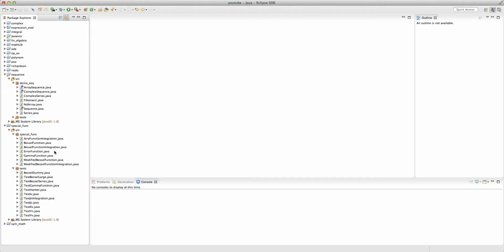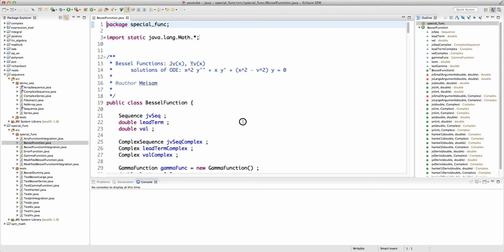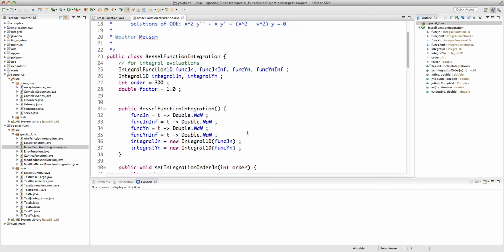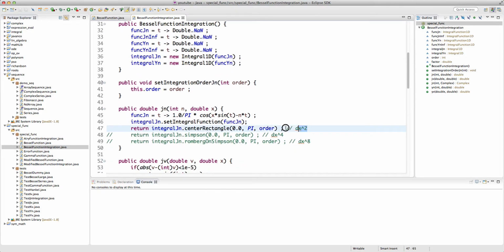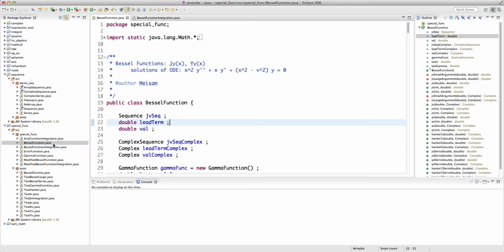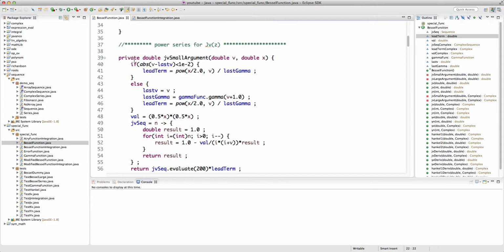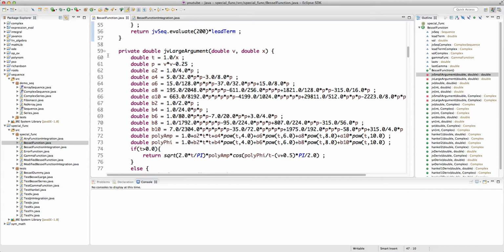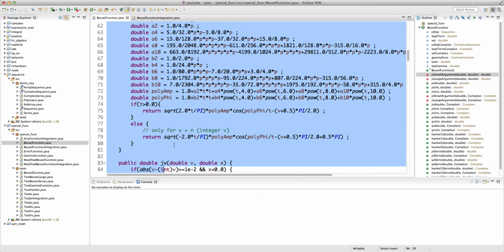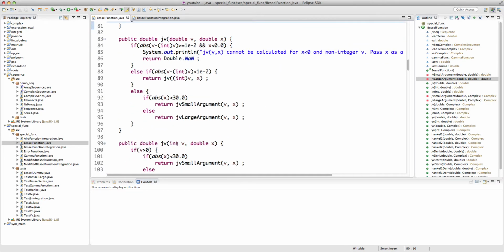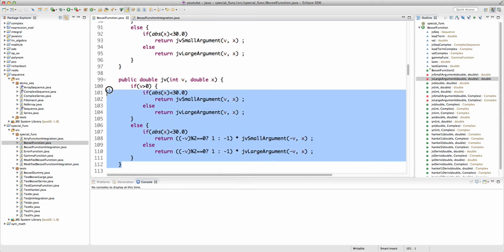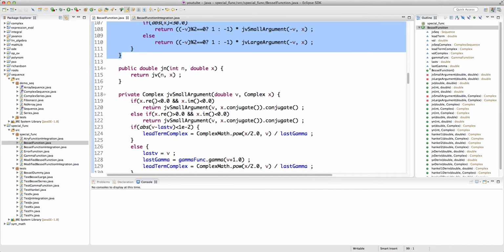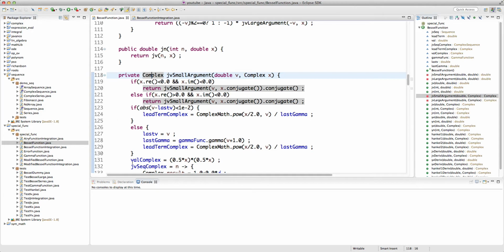So in Eclipse, to refresh your mind, we have this Bessel function. So we implemented two ways. One was Bessel function integration. We're just using the integral definitions, which is very slow. And the other one is based on polynomials. We have one polynomial expansion for small arguments and one polynomial expansion for large arguments. And then we combine them to calculate j nu. And we can extend them also to complex numbers, okay?